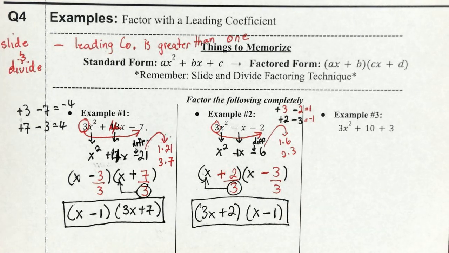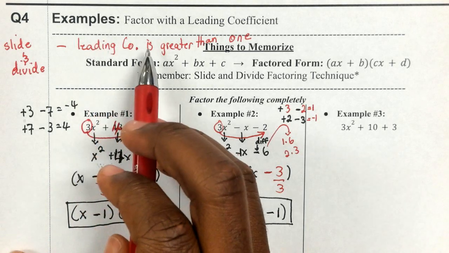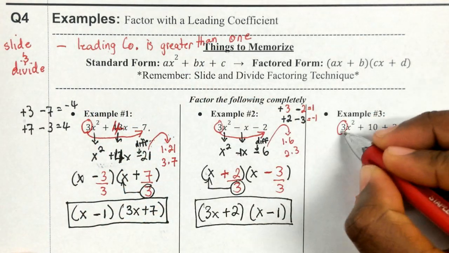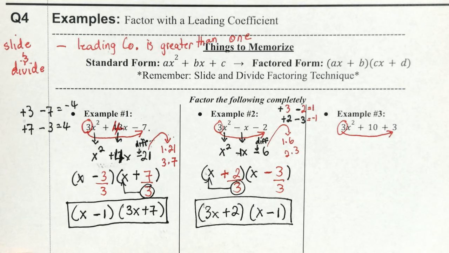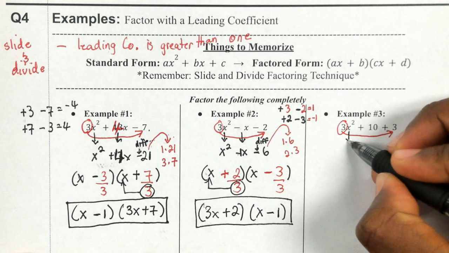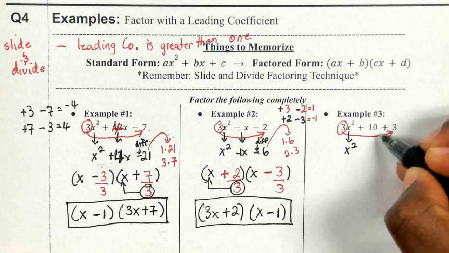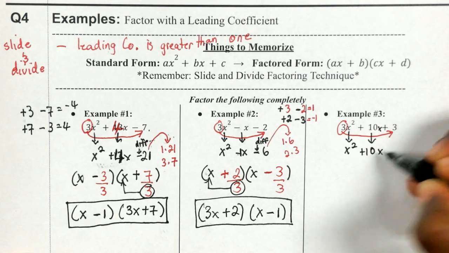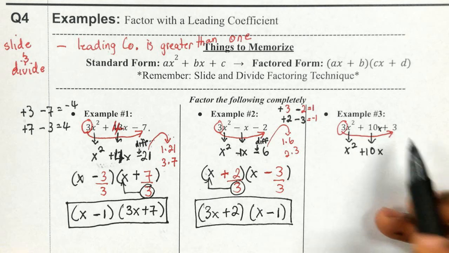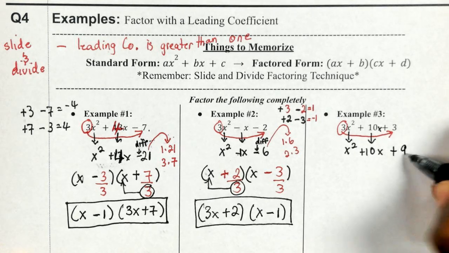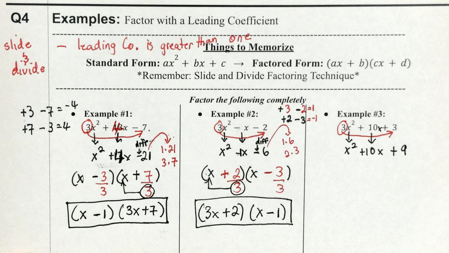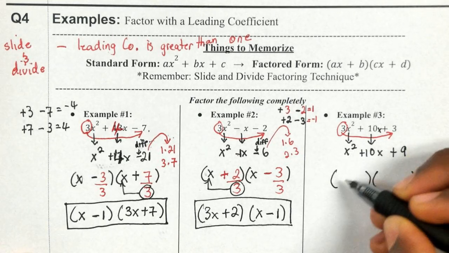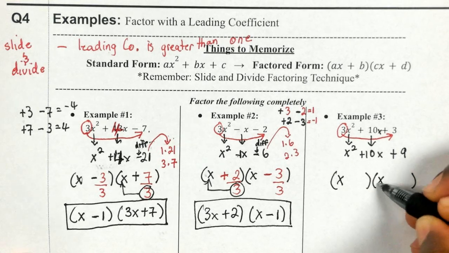So again, we're going to use sign divide because the leading coefficient is greater than 1. So I'm going to take the leading coefficient, slide it to the end. The x squared, that's right here, you're going to bring it down. The 10x, that's right here, you're going to bring it down. All right? And I'm going to multiply the 3 and the 3 to get positive 9. Now I'm going to write factored form, which is 2 pairs of parentheses. Okay? And to get an x squared, I need 2 sets of x's.